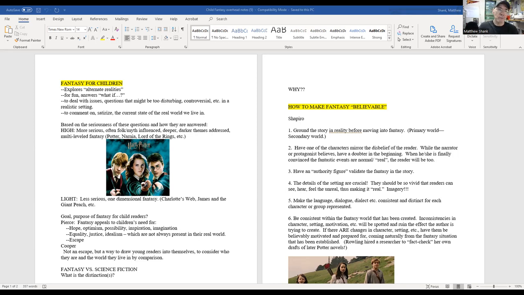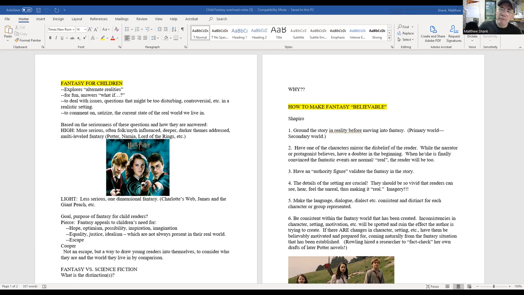And then you graduate as you get a little bit older to what we would call high fantasy, which is more serious. So basically, these two categories are based on the seriousness of the kind of questions they raise and how they're answered. And now we're getting into things like the Narnia series, which we're going to read the first book. Certainly Harry Potter would be an example of high fantasy, Lord of the Rings even more so. So you get the idea.